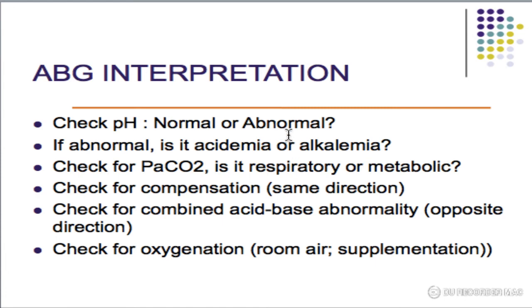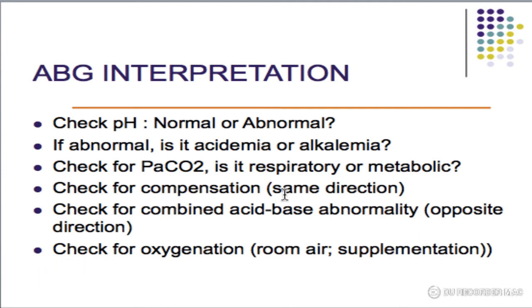If acidemia, is your PCO2 also acid, respiratory or metabolic? Check for compensation if the arrows are in the same direction. Check for a combined acid-base abnormality if they are in opposite directions. So remember, if the arrows are opposite, the interpretation is combined metabolic and respiratory acidosis. And lastly, check for the oxygenation at room air.